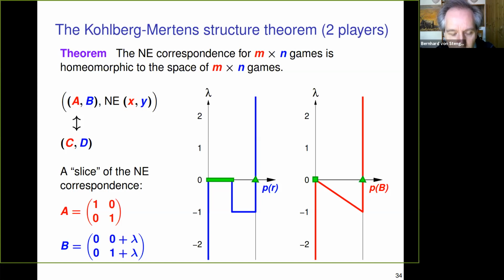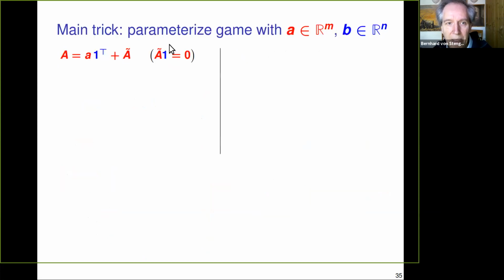And so I give this proof first, and then I also give the statement and a little bit of an idea of my proof for the new, so we'll have a new structure theorem. That's what it's about. Okay, so what is the trick of the classical Kohlberg-Mertens homeomorphism?